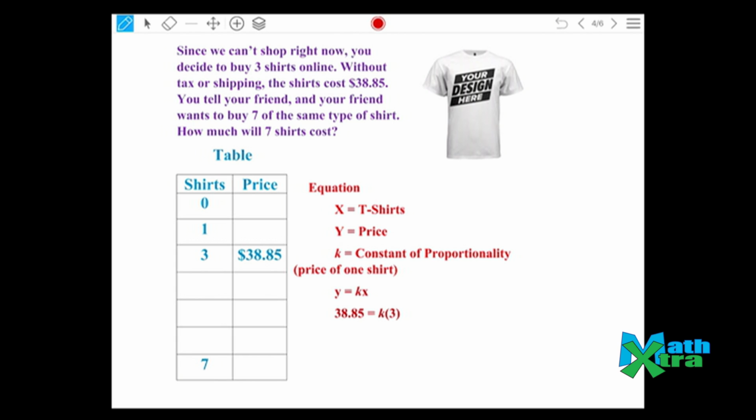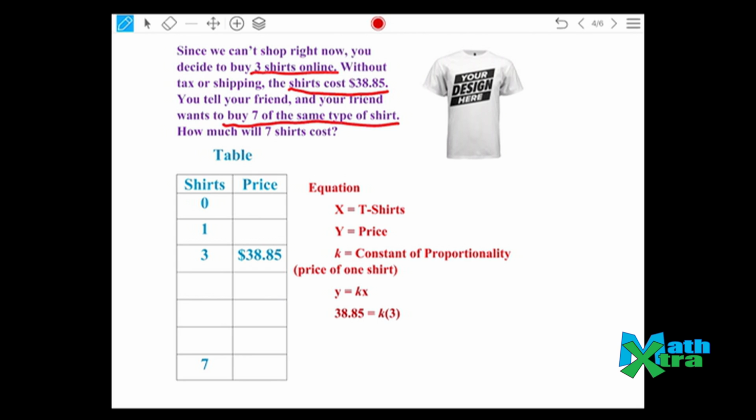Since we can't go shopping right now, you decide to buy 3 shirts online. Now, before tax or shipping, your shirts are going to cost $38.85. Now you tell your friend about this, and your friend wants to buy 7 of that same shirt. How much will all those shirts cost?